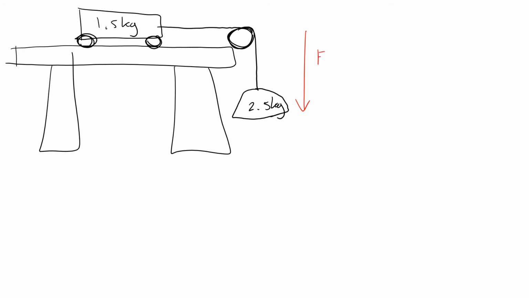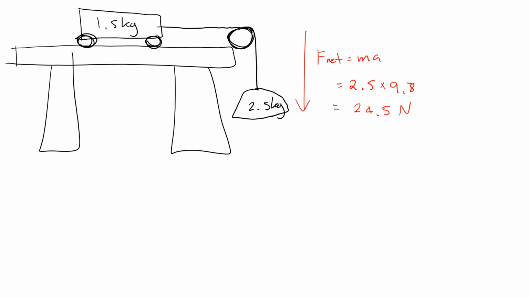So F net equals ma. This object is being pulled by gravity, so m is equal to 2.5, and acceleration due to gravity is 9.8. So 2.5 times 9.8 is equal to 24.5 newtons. So this is the net force.